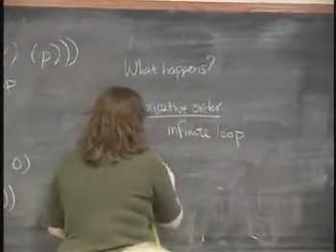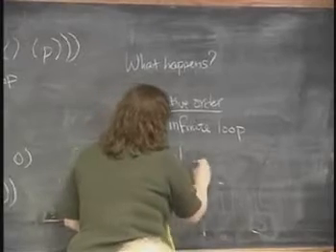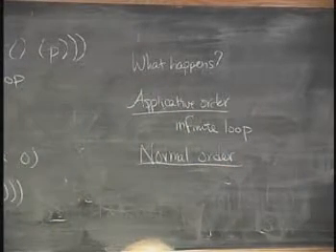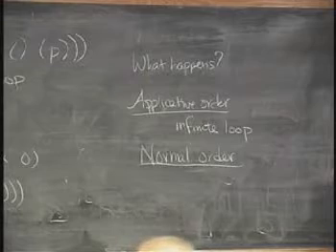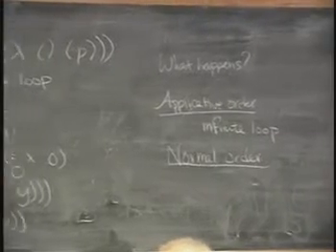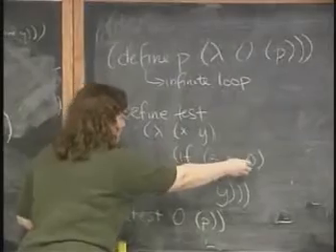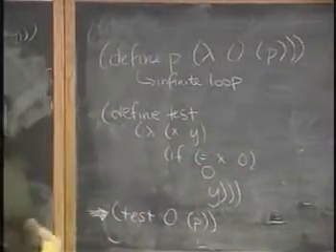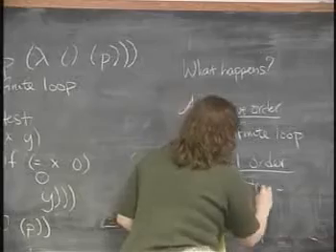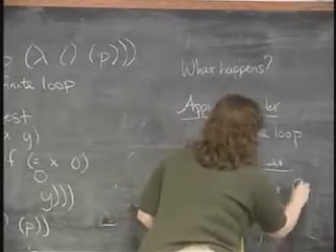What happens with normal order, where we delay evaluation until we need it? We pass in 0 for x, P for the y, but we never evaluate it. Here we check, is x, which is 0, equal to 0? And it is, we never evaluate the y. So with normal order, we return a 0.